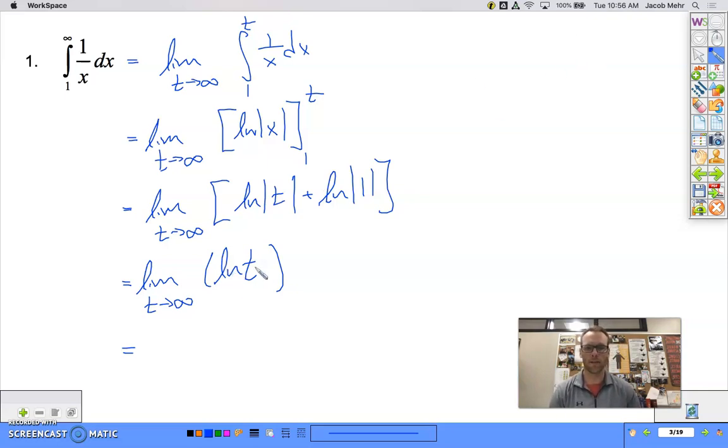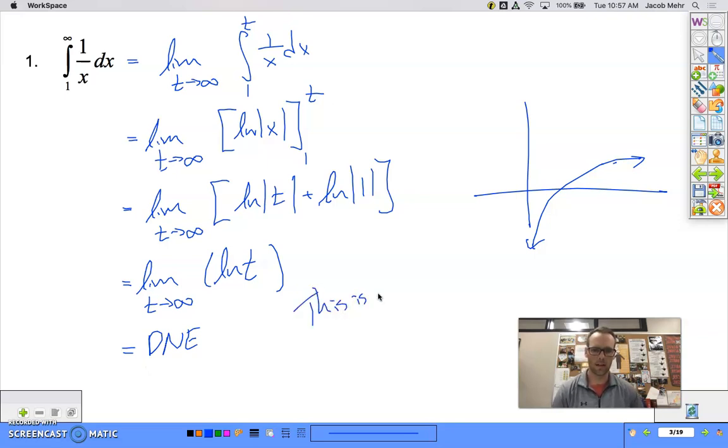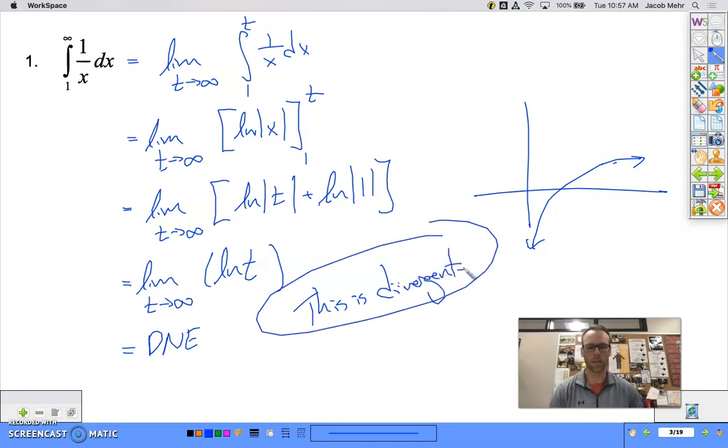Well, what does the graph of the natural log of t look like? We know it looks something like this. And what happens as we go to infinity? This continues to increase, increase, increase. This function does not approach anything as t goes off to infinity. This limit does not exist. So we say this is divergent.